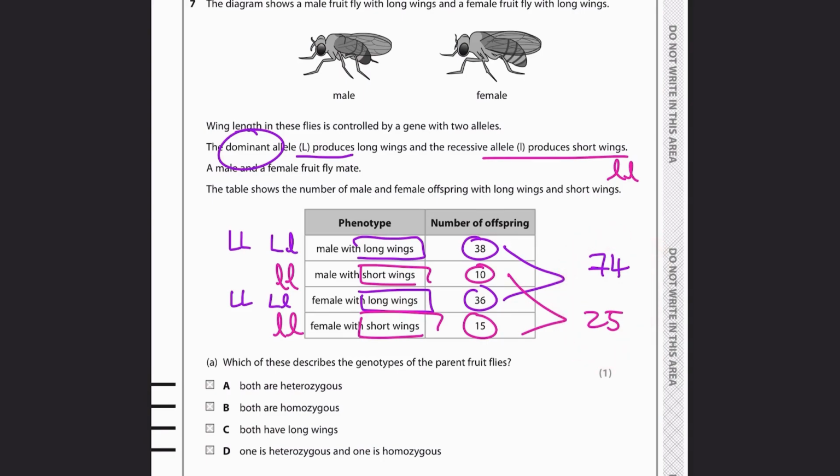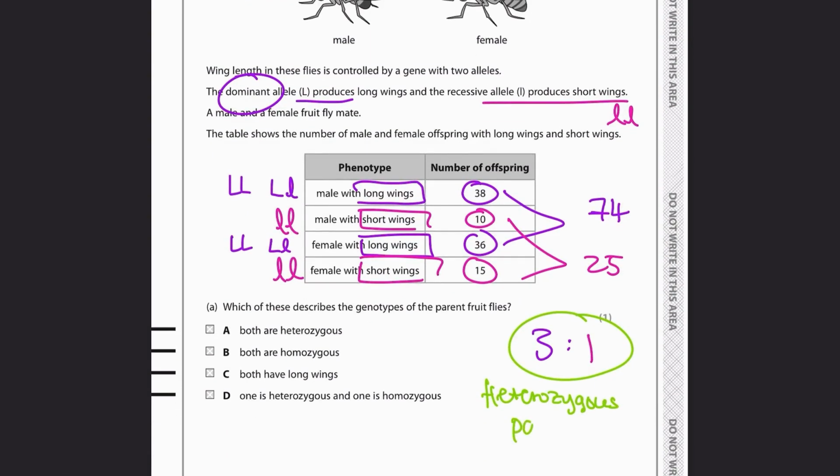Do you remember I said earlier on in the video that if you're seeing a 3-to-1 ratio, which is roughly what's happening here, right? Because 74 is pretty much the same as 75, and 75 divided by 25 is 3. So it's a 3-to-1 ratio. If you're seeing this, that means the parents must have been heterozygous. Remember that. Heterozygous parents will produce offspring with this kind of 3-to-1 ratio. That means the parents must both be big L, small l, and big L, small l.